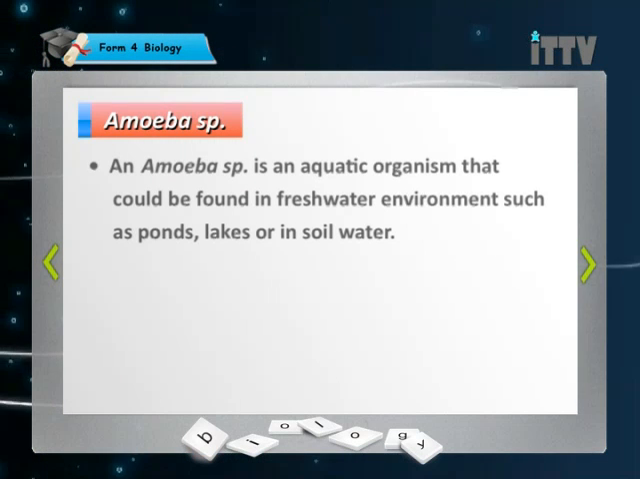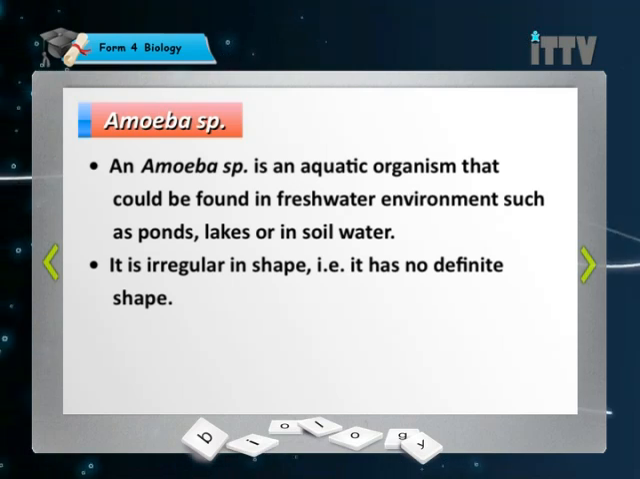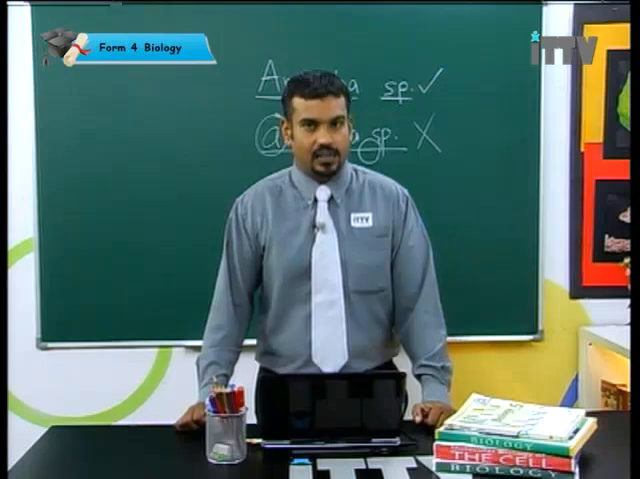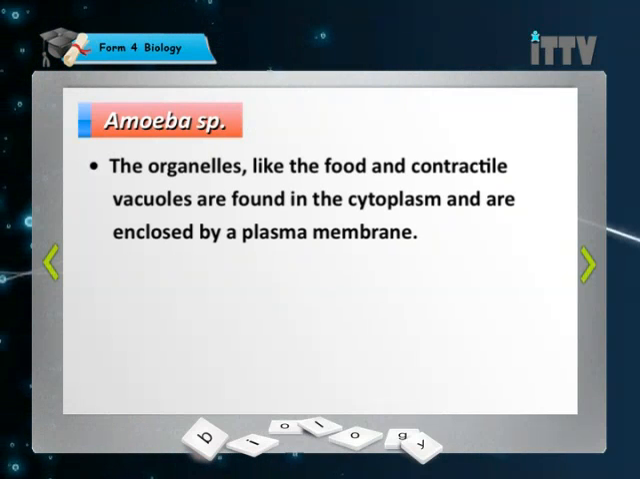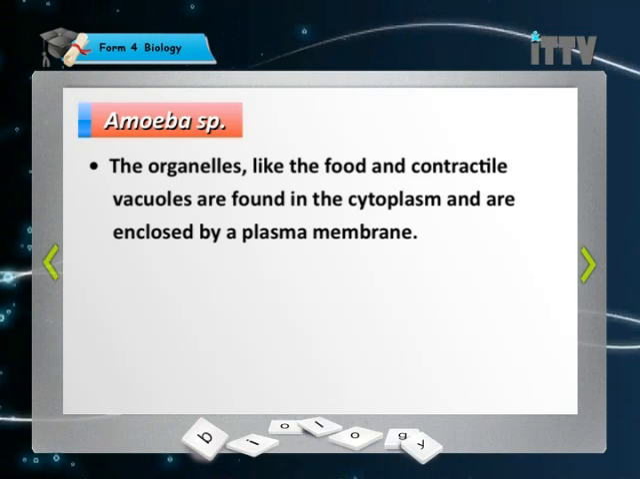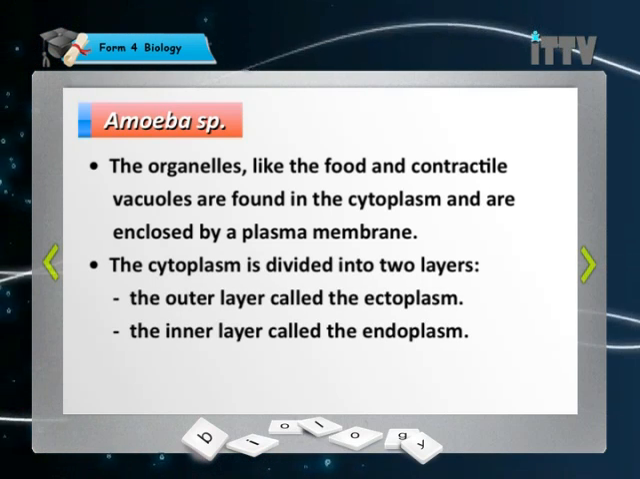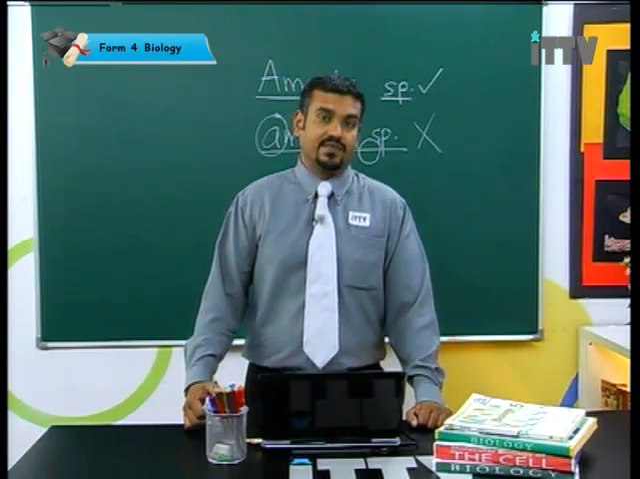So students, Amoeba is an aquatic organism that can be found in freshwater environments such as ponds, lakes, or in soil water. It has an irregular shape, therefore it has no definite shape. Why doesn't it have a definite shape? Because of the absence of a cell wall. Why? Because this is an animal cell, not a plant cell, right? Good. The organelles, like food and contractile vacuoles, are found in the cytoplasm and are enclosed by a plasma membrane. The cytoplasm is further divided into two parts, the outer layer called the ectoplasm and the inner layer called the endoplasm. The amoeba is a living organism, therefore it has a nucleus which controls its cell activity.